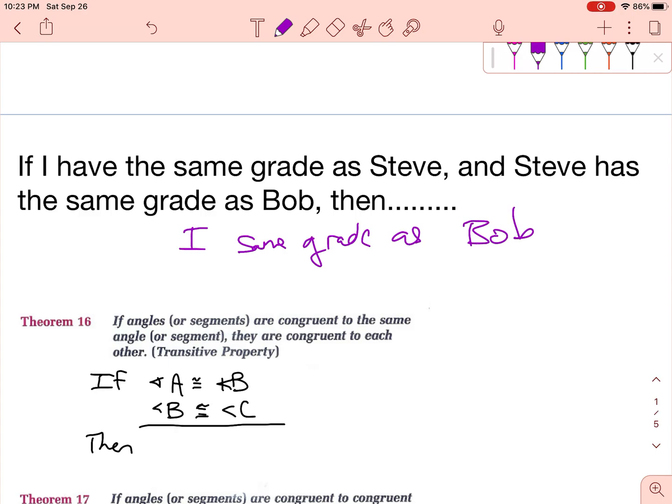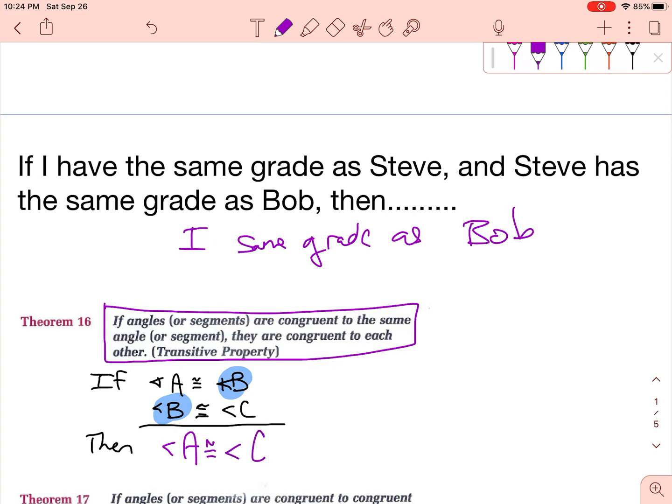The transitive property holds true also with angles. So we have Theorem 16 right here. If angles are congruent to the same angle, then they are congruent to each other. If segments are congruent to the same segment, then they are congruent to each other. In other words, if me and Bob are both congruent to Steve, then me and Bob are congruent to each other. Okay, so if angle A equals angle B, and if angle B equals angle C, then angle A will equal angle C.